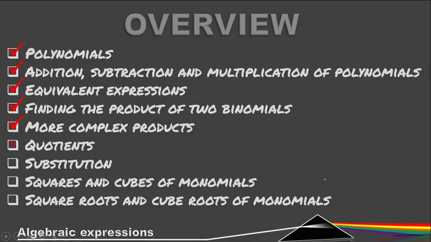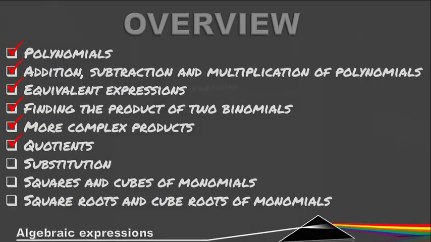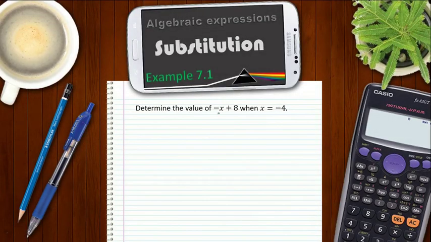Okay, so that was quotients. Moving on to substitution. Example 1 says determine the value of negative x plus 8. So we need to find out what this value is if we're given that x is minus 4. So this is my expression, and remember what a variable is. A variable is a letter from the alphabet, but it represents a number. And now we're actually given the value of that number.